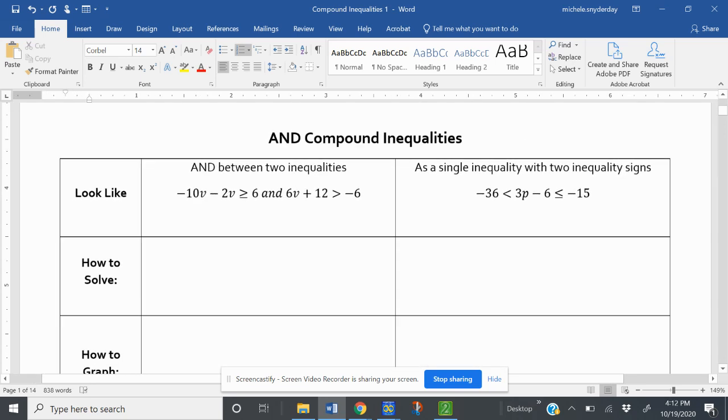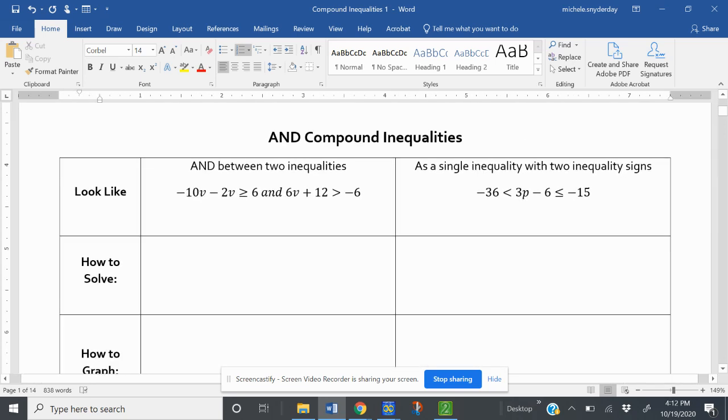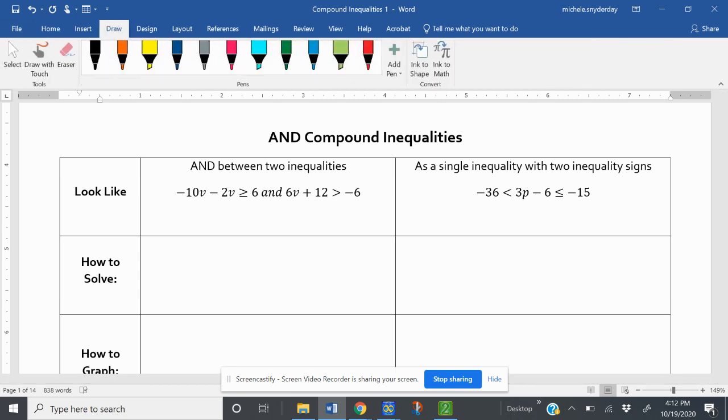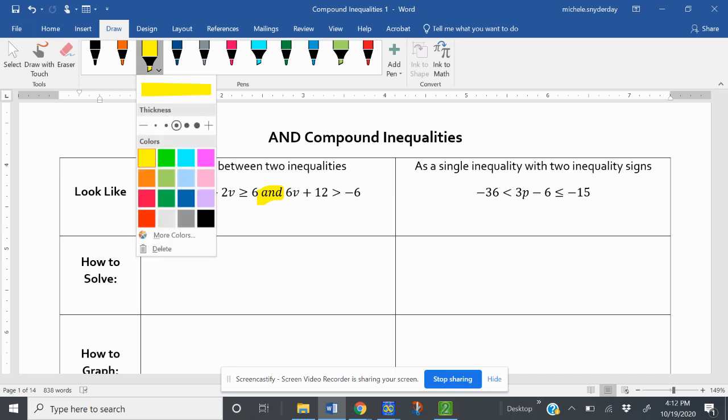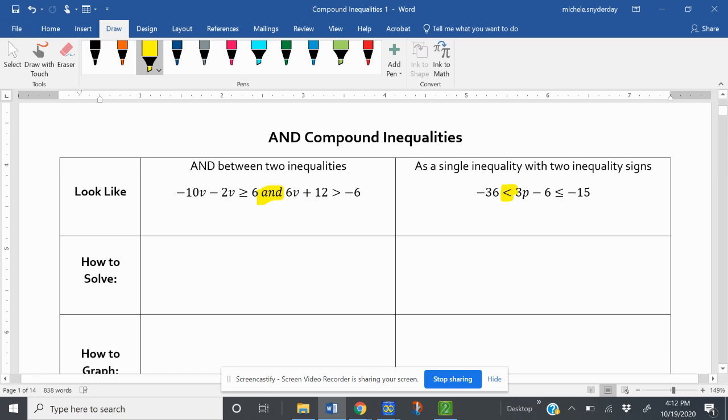Here's two examples. This is what they look like. They are either separated by the word and, such as this one is, or they're written together and they have inequality signs that are less than or equal to's. That's how you know you are dealing with and kinds of compound inequalities.